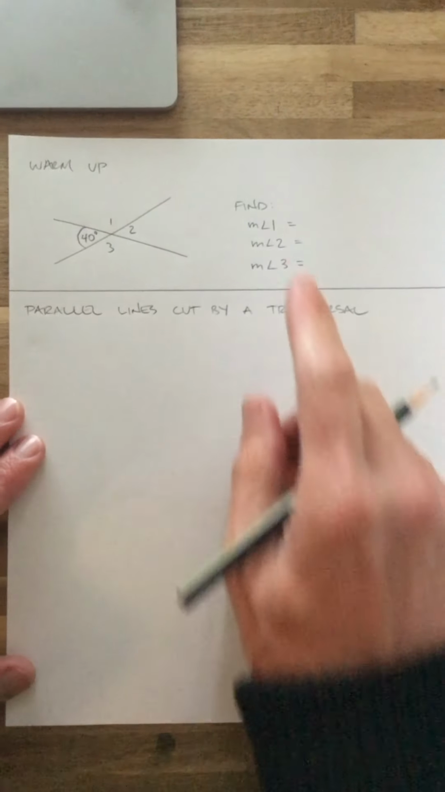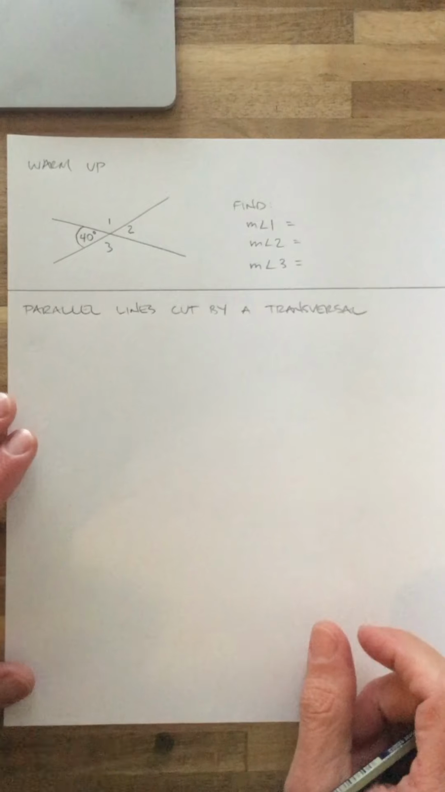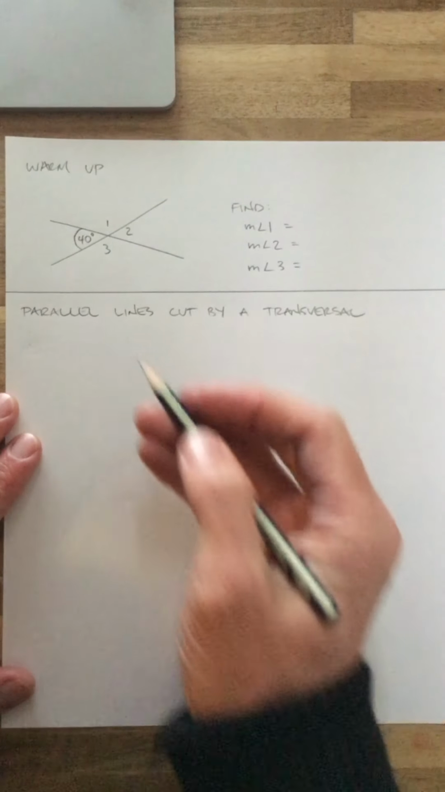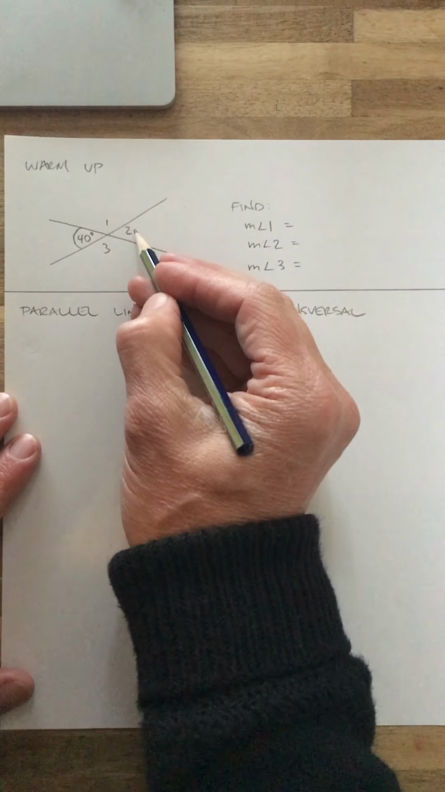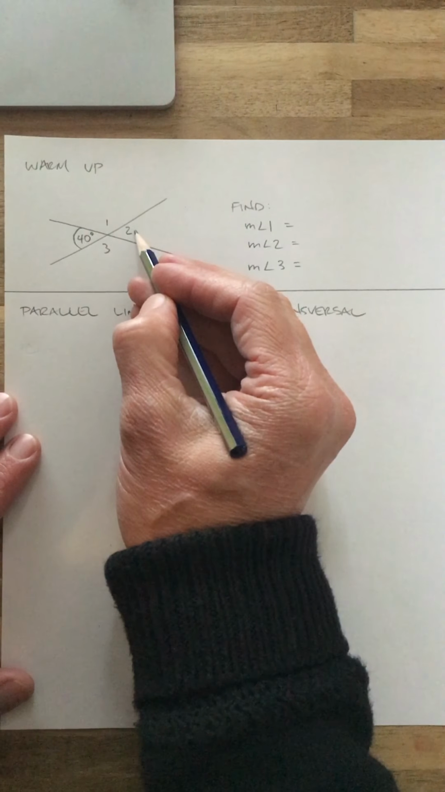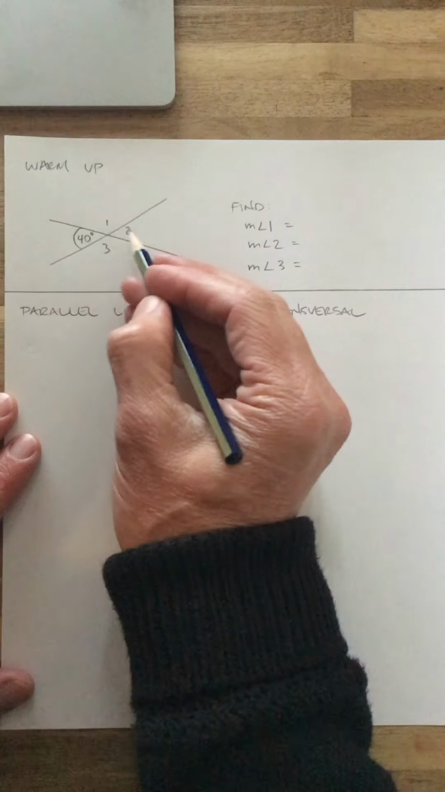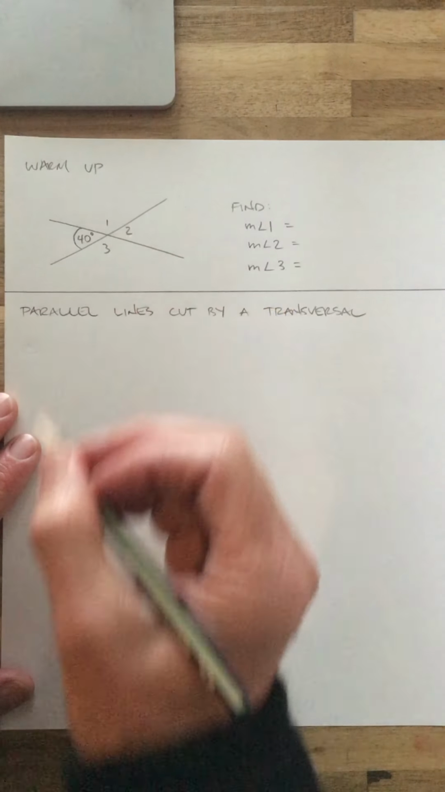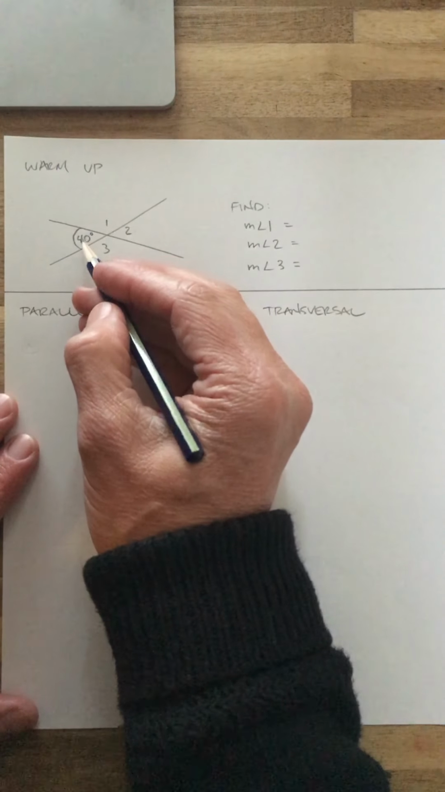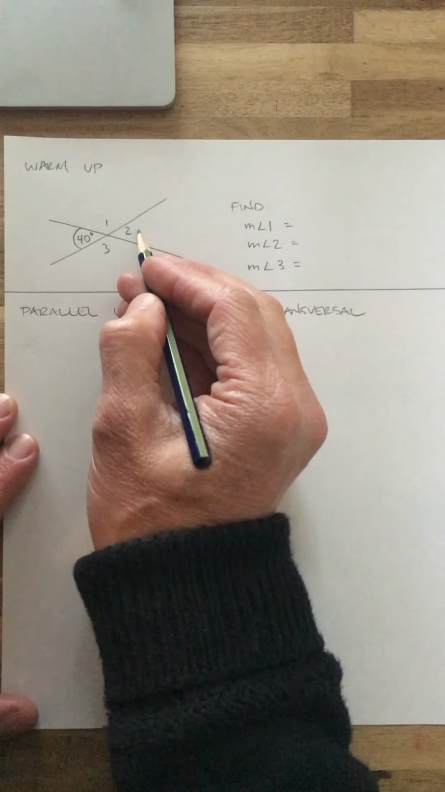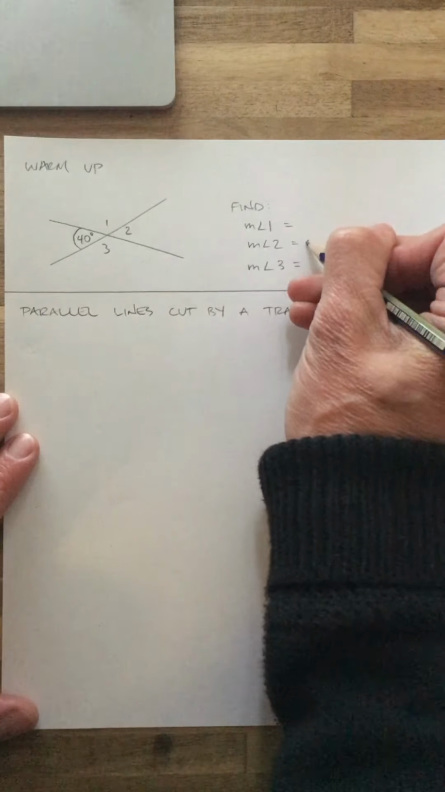The measure of angle 1, measure of angle 2, measure of angle 3. That's what you were asked to find. Let's see if you did it right. Well, first thing you know that 40 degrees and whatever measurement this angle turns out to be, these two angles are vertical angles. And what do we know about vertical angles? Well, we know that they are equal to each other, right? So if this angle measures 40 degrees, so does this one. So the measure of angle 2 is 40 degrees.